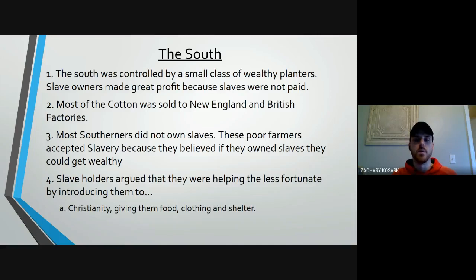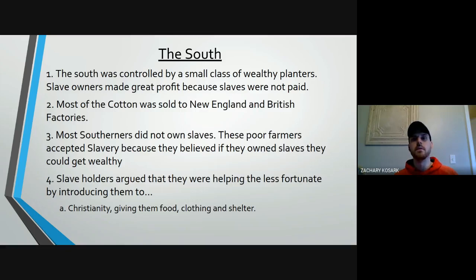In the South, a small group of people at the very top have the most amount of money. Slave owners get a lot of profit off of their business because they don't have to pay employees. Most of the cotton that they grow is sold to New England and British factories.